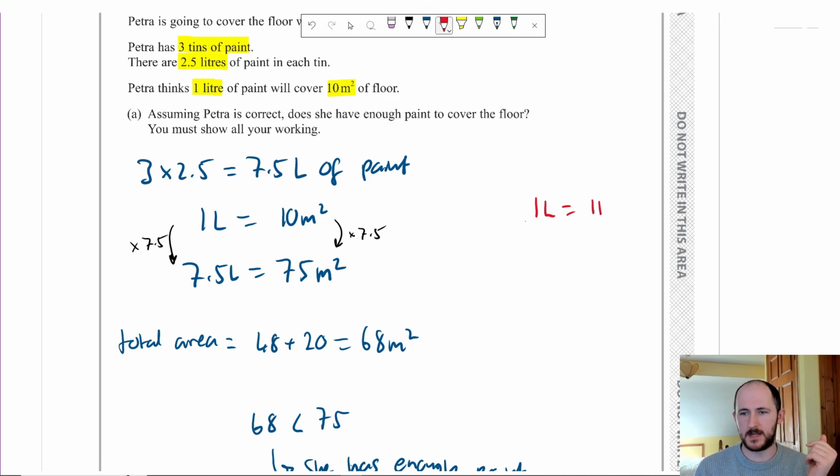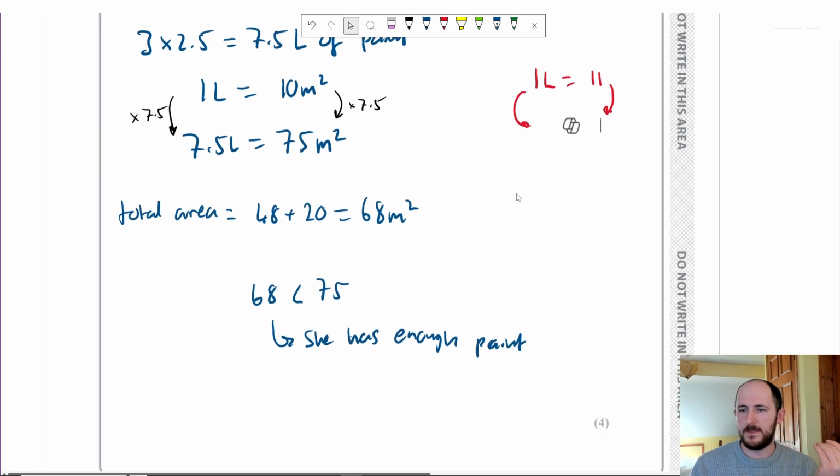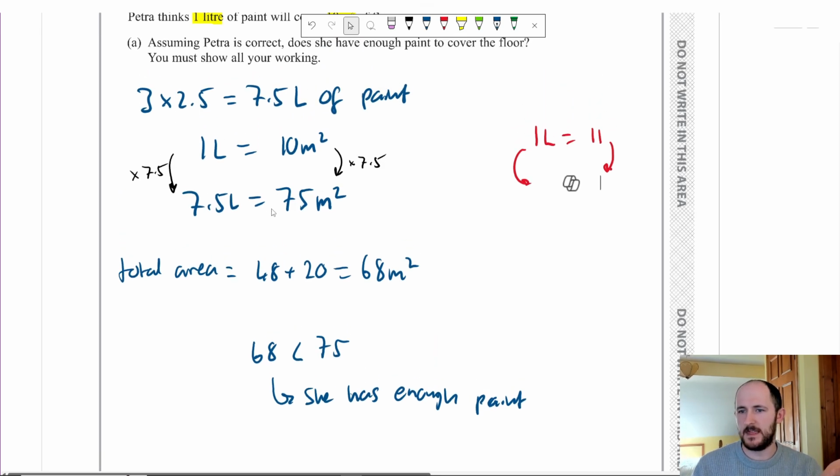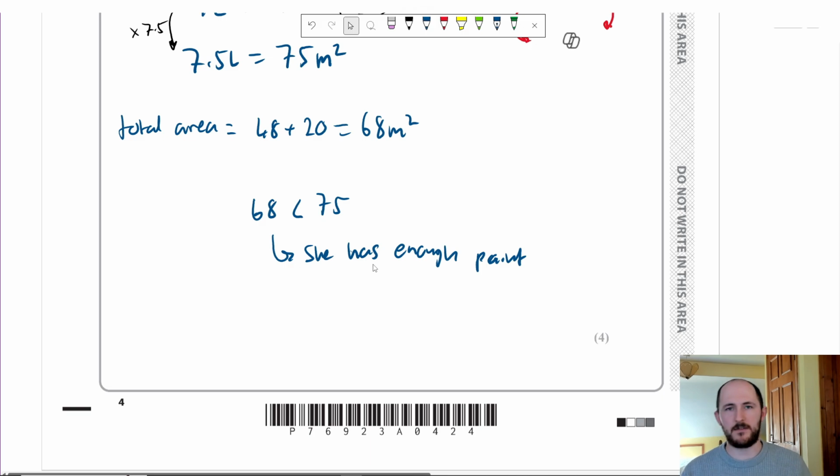And then what we'd do is we'd times that by 7.5, right? And then whatever that is, well, actually I can work out what that is. It would be 82.5. Yeah. But anyways, does that matter? Well, no. Because that means she would have even more paint than she needs. So she'll still have enough paint.